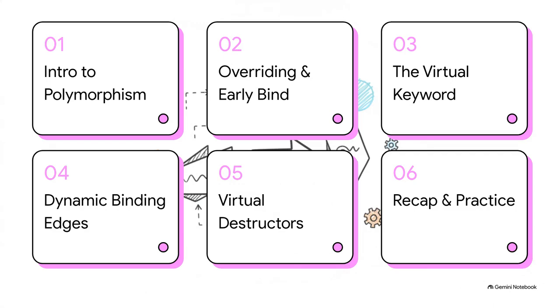Okay, let's take a quick look at our roadmap for today. We're going to hit the intro to polymorphism, overriding and early binding, the virtual keyword, some tricky dynamic binding edge cases, virtual destructors, and finally a quick recap and your practice exercises. Let's get right into it.